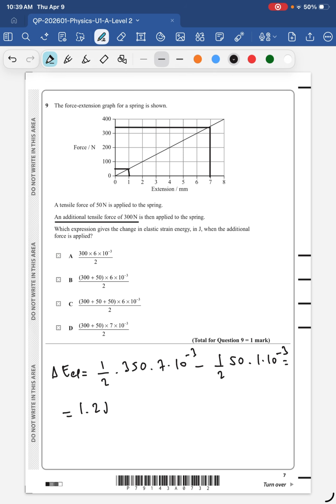Okay, so I found 1.2 joules, and then I evaluated all these 4 expressions, and I found that option C evaluates to 1.2 joules. So I chose that option, and by checking the mark scheme, that was actually the correct answer. But if there is a faster way to do this, guys, please let me know in the comments. I wasn't able to see in this case that option C was the correct option. So it gave me some trouble, I would say.